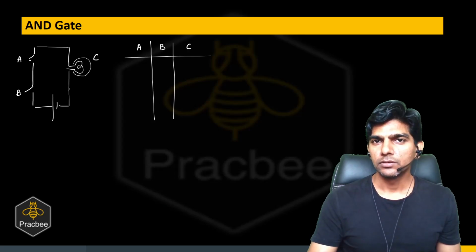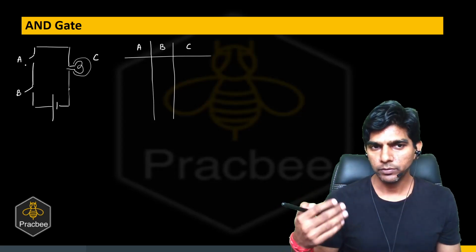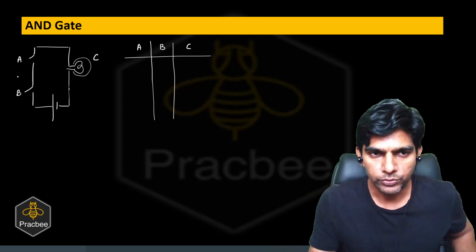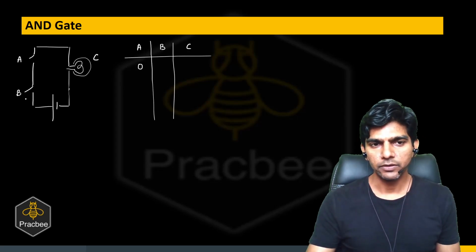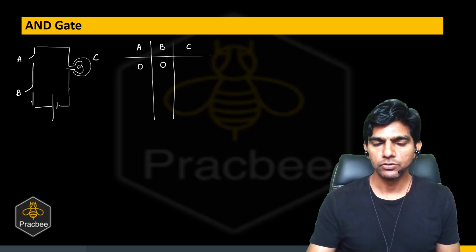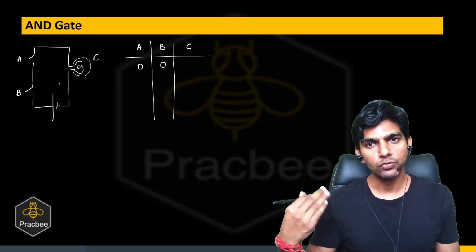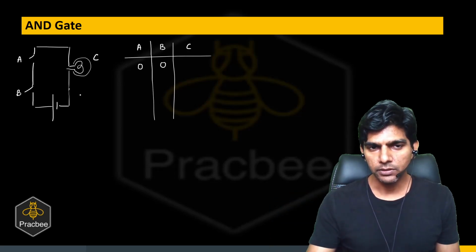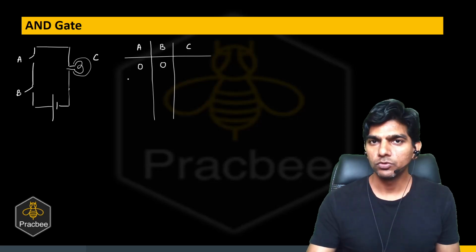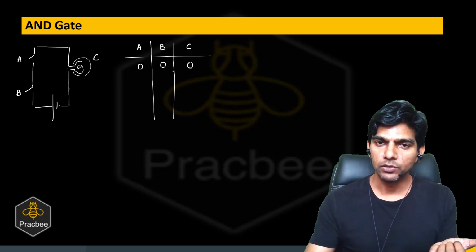So when the switch is open, we'll call it a low input. When the switch is closed, we'll call it a high input. So if A is open, we can say the value of A will be 0. And if B is open, then the value of B is 0. If the bulb does not glow, then we have a low output. If the bulb glows, then we have a high output. So when both the switches are open, then the circuit is open. So there will be no current through the bulb and it will not glow. So we have a low output.